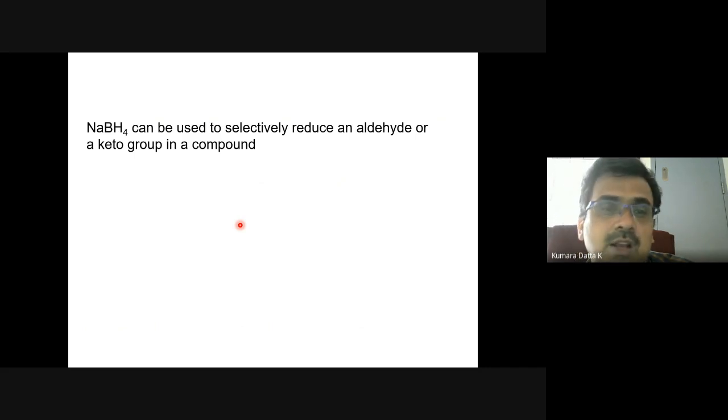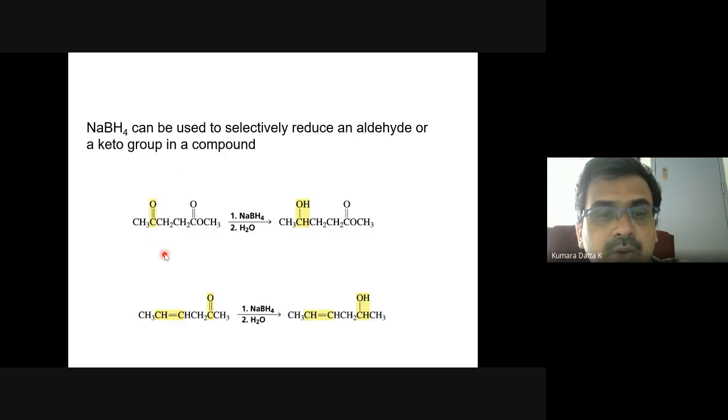Now, sodium borohydride is also used to reduce selectively an aldehyde or a keto group in a compound. For example, you have C=O, C=O, COCH3. If you have an ester versus this, we can reduce selectively the carbonyl compound. And if you have a double bond versus a carbonyl compound, it prefers the carbonyl. So selectivity-wise, sodium borohydride is also very good. I don't want to reduce the double bond; I want to reduce only the carbonyl compound.